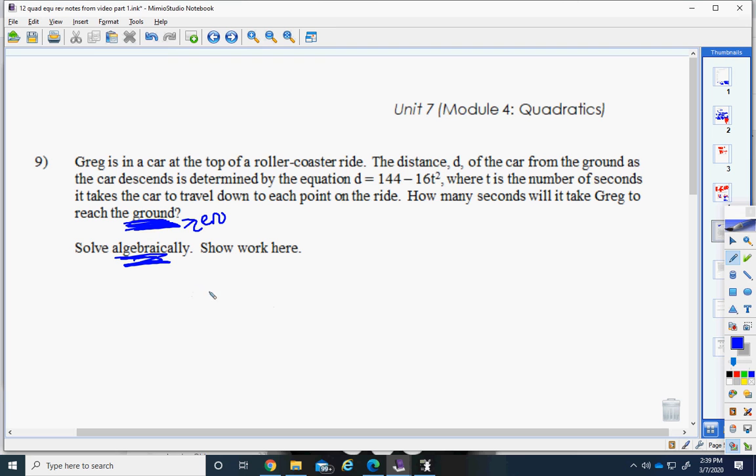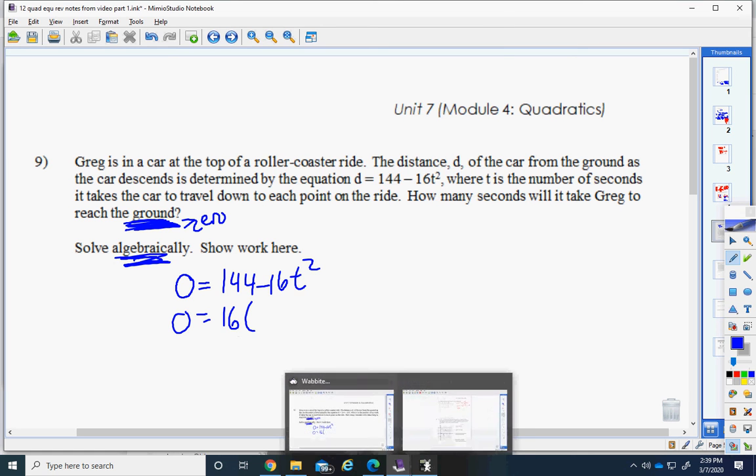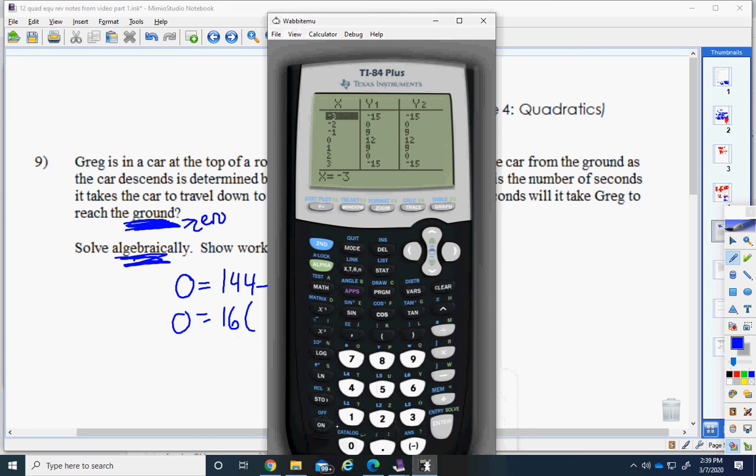So we have to solve this algebraically. And we want it to hit the ground, so we want the distance to be 0. So in place of a d, I'm going to put a 0. GCF, there's a 16 in common. How many times does 16 go into 144? 144 divided by 16, I did it before, it's 9.